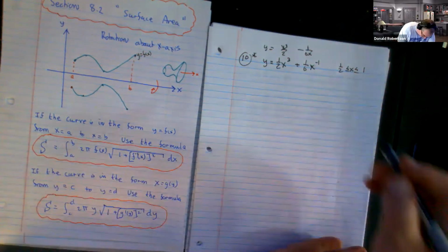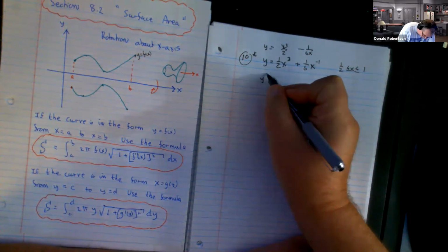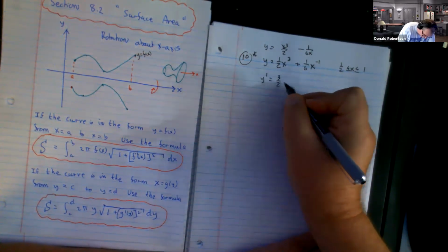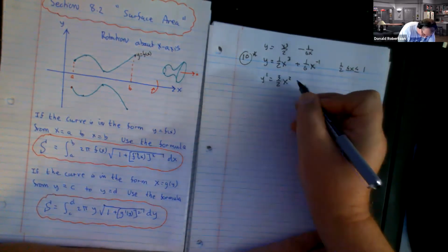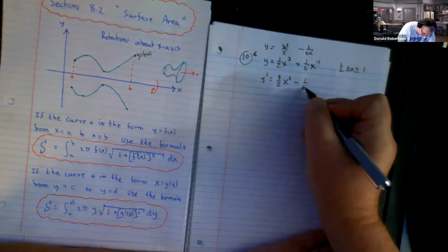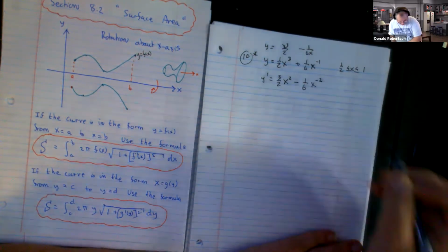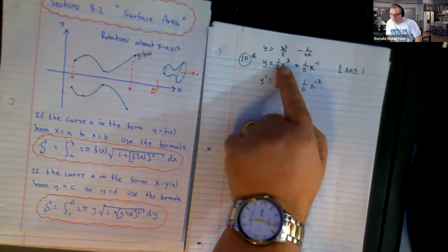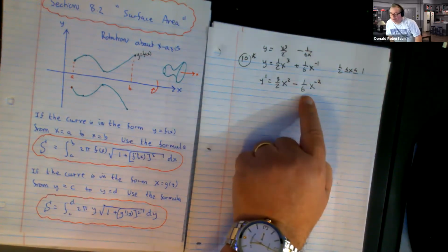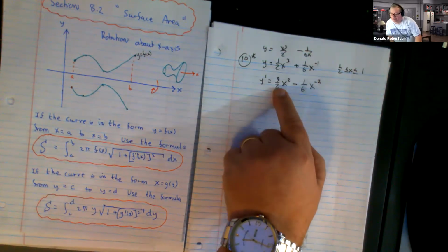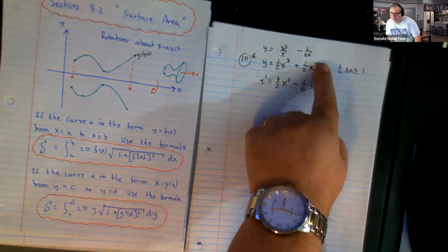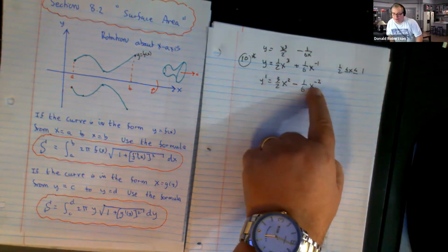But this is ugly. So I'm going to find its derivative. So it's 3/2 x squared minus 1/6 x to the -2. We all happy about the power rules, right? Multiply by the power, reduce the power by 1. Multiply by the power, reduce the power by 1.